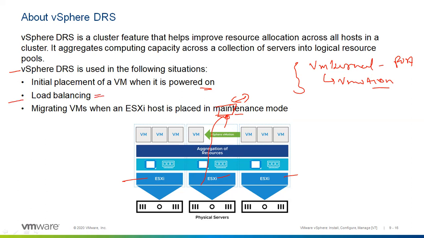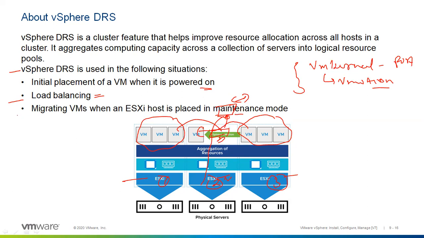So when we say load balancing, for example, if this host has multiple VMs running, and this host does not have too many VMs, it means there is less virtual machine load on the second host as compared to host number 1 and host number 3. So automatically, it will trigger the migration of the VM to the next available host where we have more resources available as compared to host number 1 and host number 3 in this example. So it will migrate to 2.